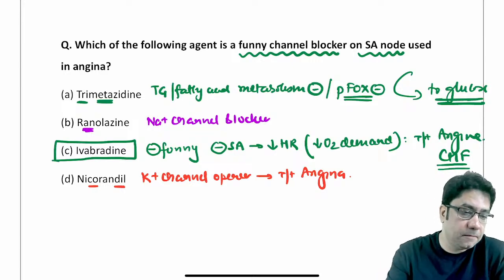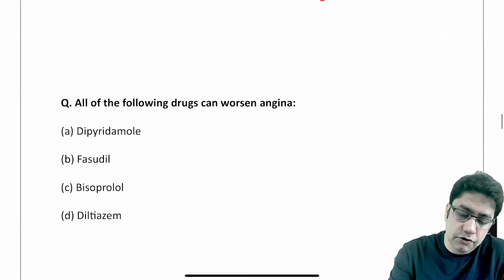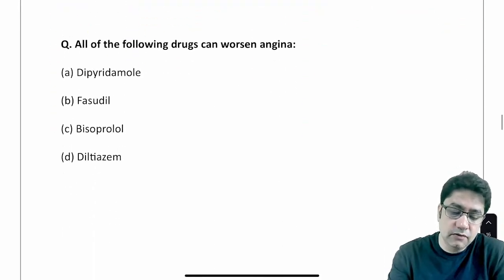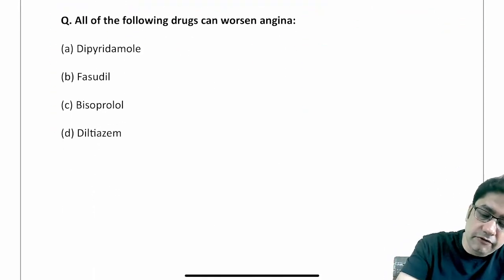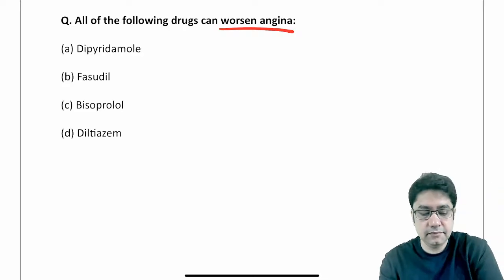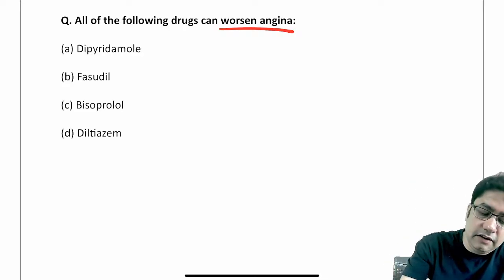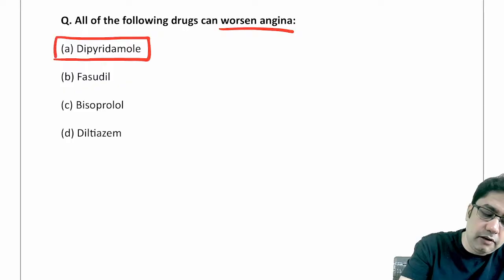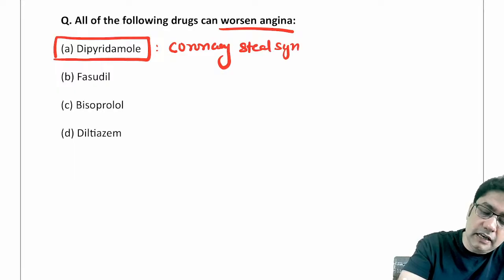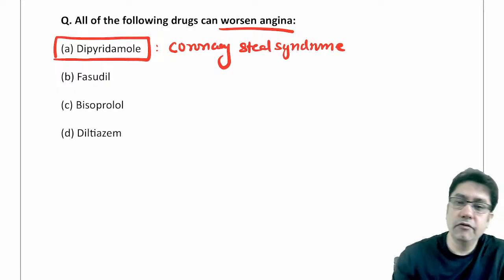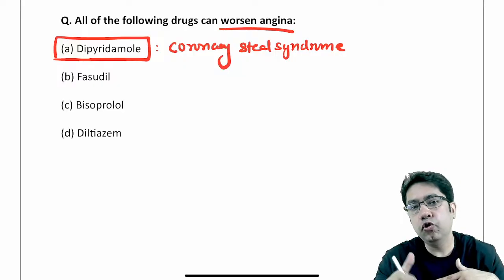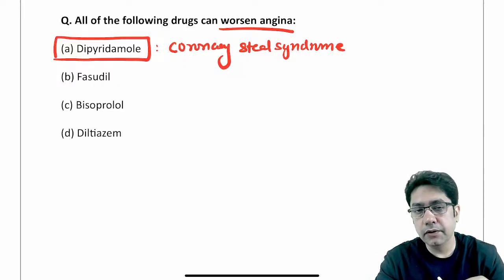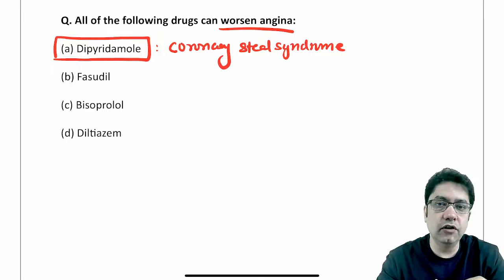Okay, very good. So here the answer was ivabradine. Which of the following drugs can worsen angina? Anyone? The drug which can worsen angina is dipyridamole because it can lead to coronary steal syndrome. Coronary steal syndrome means it will shift blood from the ischemic area of the heart to the non-ischemic area. So that is why it is no longer used in angina.